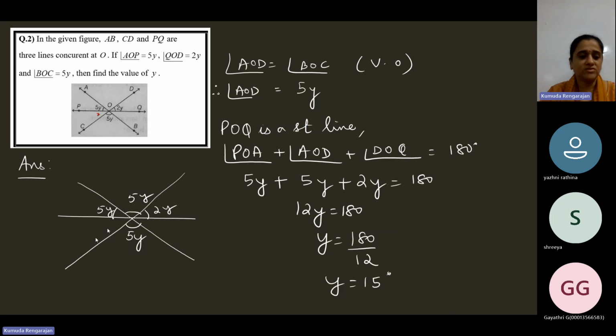You can also use this 2y here. See here, this 2y, you can write it here and say vertically opposite angles are equal. And then this is a straight line. So 5y plus 2y plus 5y is equal to 180. You can also work like that. Correct?